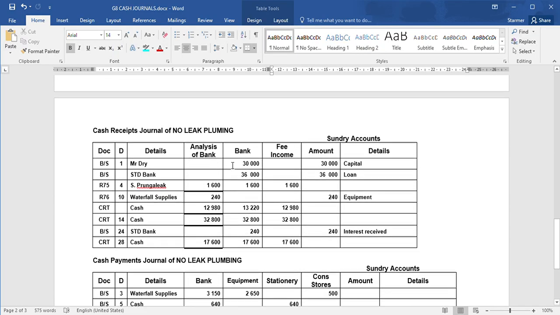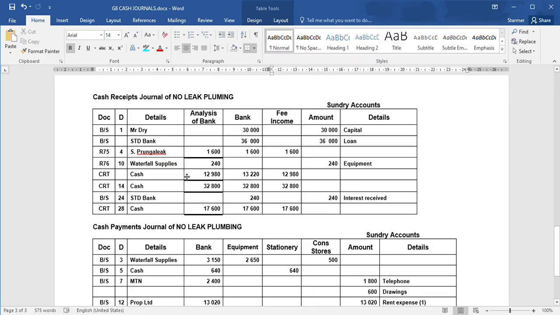Okay, so if we start with the refund that we got from Waterfall Supplies, that money came into the business. And the name of the account that you're going to write here is what you're getting the refund for. Equipment in this case. Do not write refund. You need to know what you're getting the refund for. And on the same day you earned fee income of 12,980.